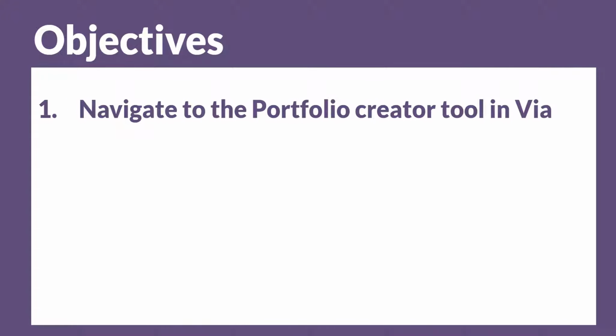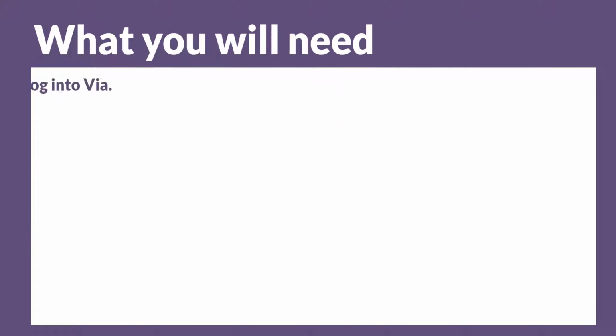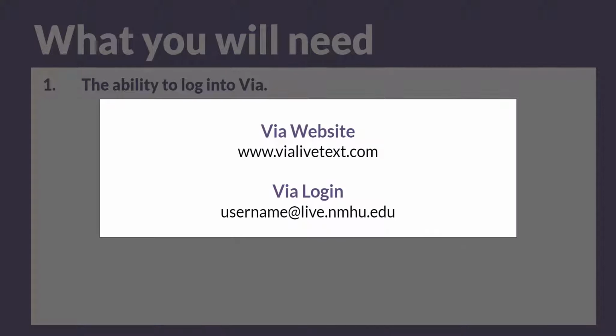Our objectives in this video are to first, navigate to the Portfolio Creator tool in VIA, then create your own portfolio, and finally, submit your portfolio to the capstone assignment in VIA. To complete these objectives, you will need to be able to log into VIA. As a reminder, the VIA website can be reached using the URL www.vialivetext.com and logging in using your NMHU address.